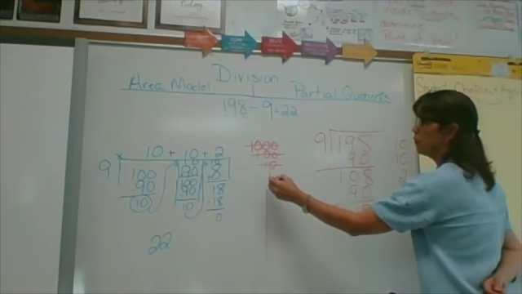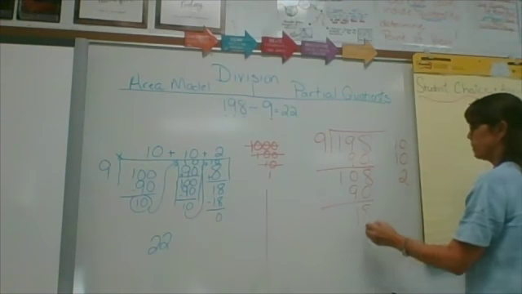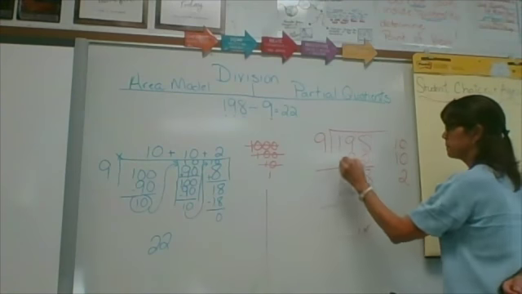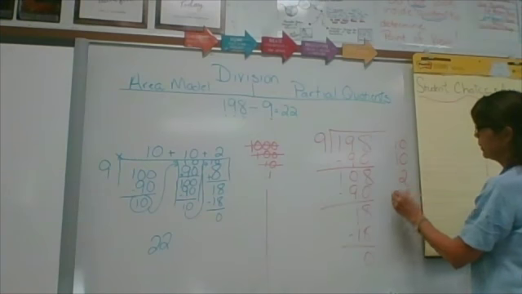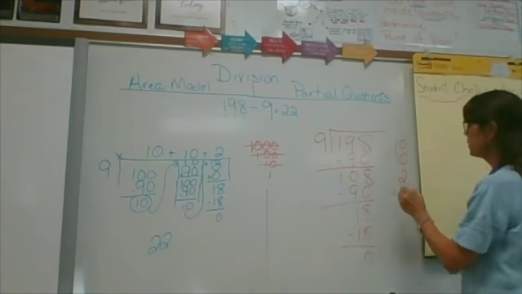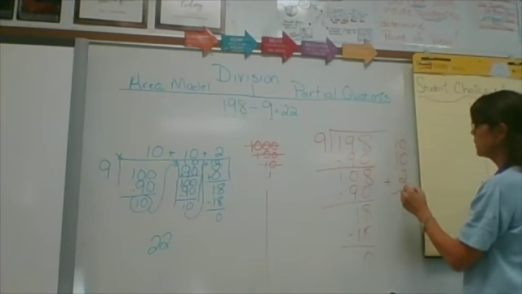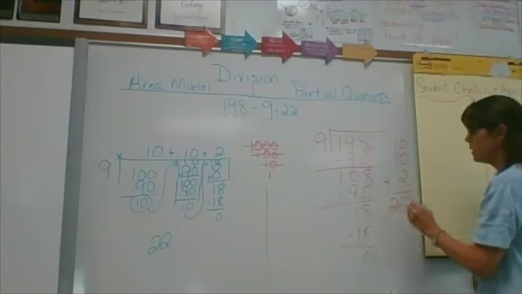And now I'm on the ones. And 9 times 2 is 18. And I have 0. Again, we have a list of partial quotients, and we're going to add those together. So 10 plus 10 plus 2 is 22.